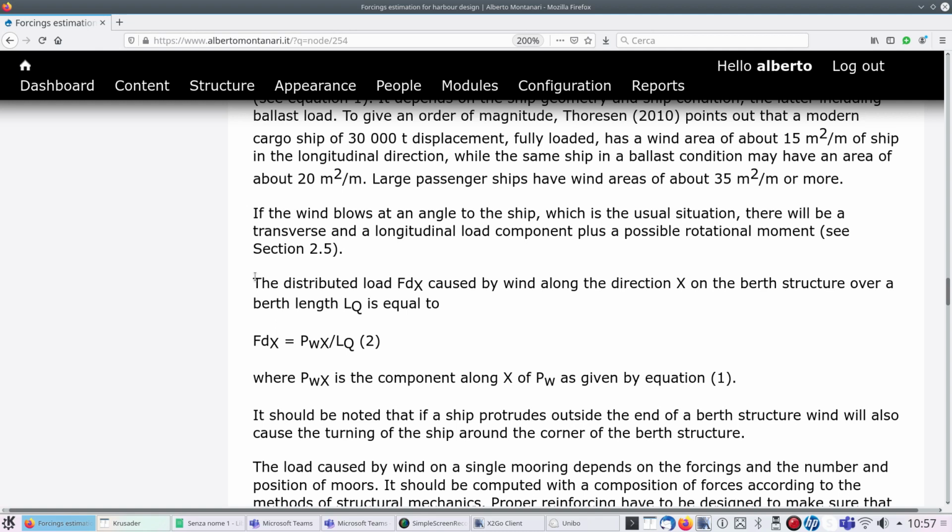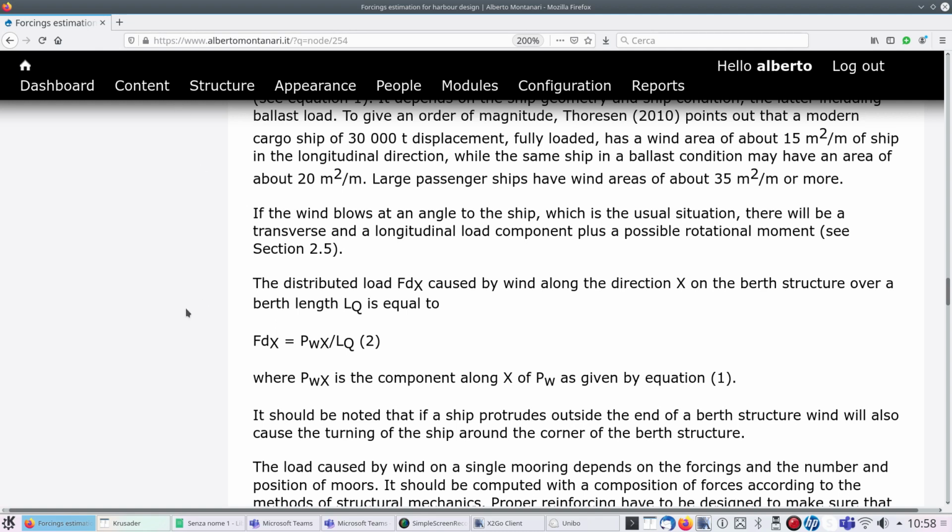Therefore, if you have a direction X, the distributed load can be obtained by simply dividing the overall load, which is PW, the wind force that we previously computed, projected along the direction X, by the length of the berth, LQ. So if the berth is aligned along a direction X, we have to project the wind force along that direction, the wind force given by equation one above. So we get the component of PW along X. We divide it by the length of the berth and we have the distributed load.